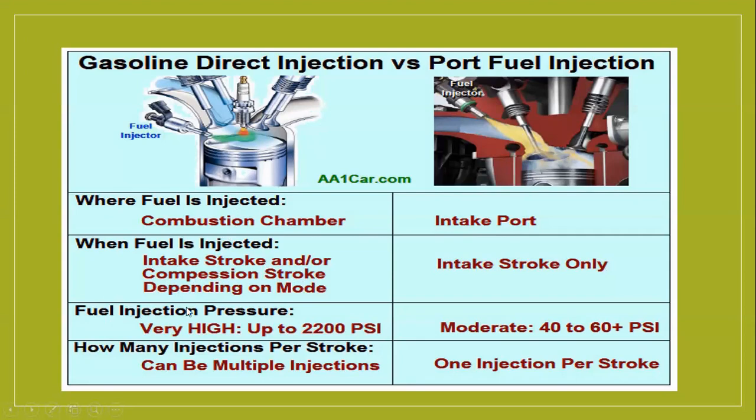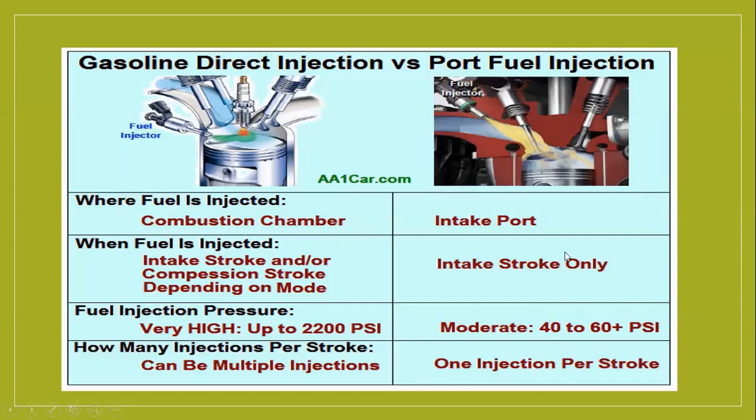Right? Fuel injection pressure is 2000 psi, 2200 psi. So this is a very high fuel injection pressure. Normally around 40 to 60 psi is enough for petrol, right? So how many injections per stroke? There can be multiple injections, 1 injection per stroke.